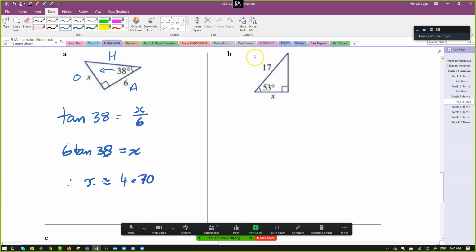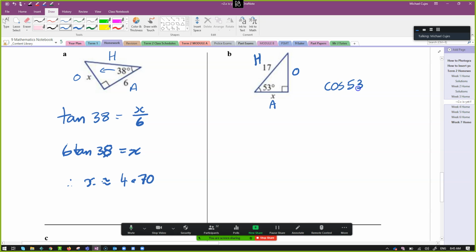Again, labeling my triangle here. Hypotenuse, opposite, adjacent. So I'm looking for the adjacent side. I know the hypotenuse. SOH CAH TOA, cosine, isn't it? Adjacent and hypotenuse. So I go ahead and I write that.